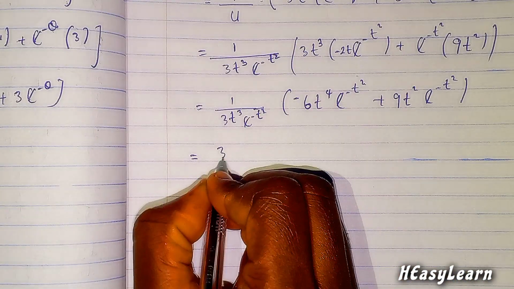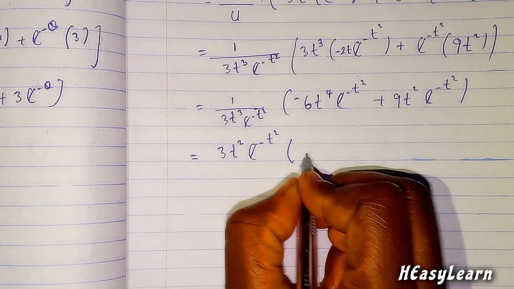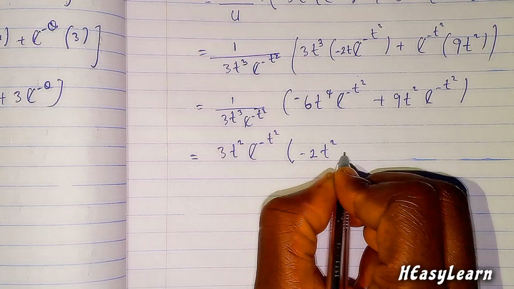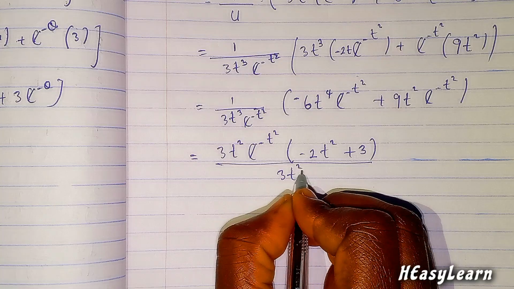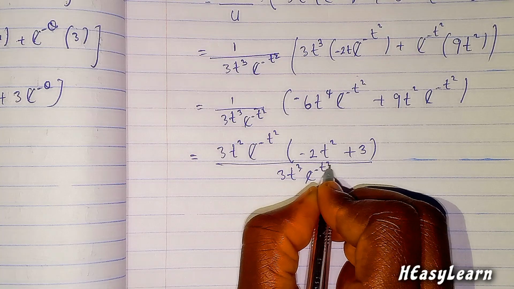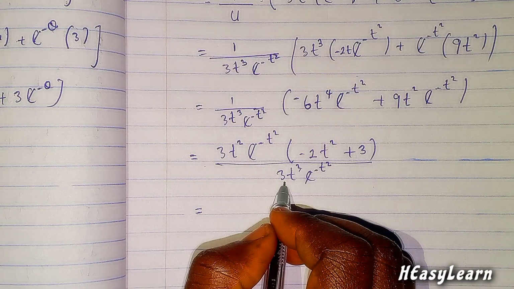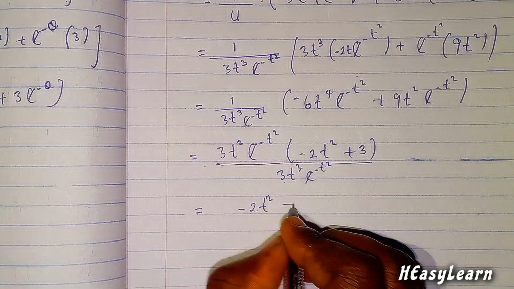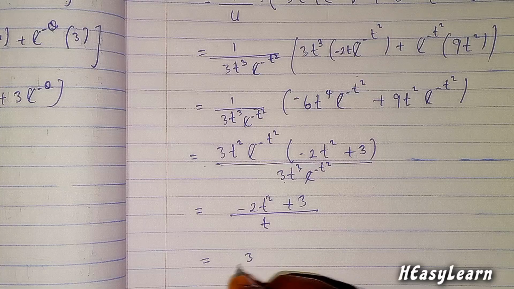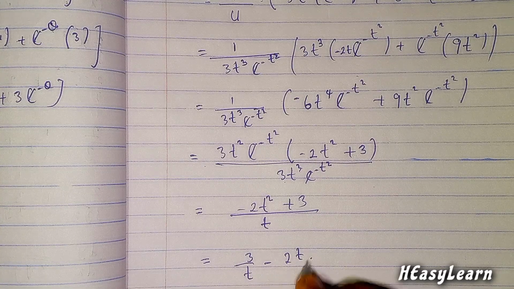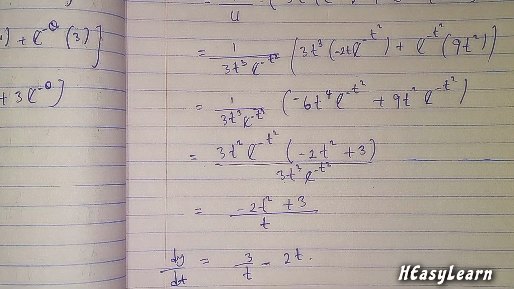In this case, 3t squared exponential minus t squared is common: minus 2t squared plus 3 divided by 3t cubed exponential minus t squared. This is the same thing as, here we reduce the denominator, minus 2t squared plus 3 divided by t. This is the same thing as 3 over t minus 2t. So the derivative of this function is 3 over t minus 2t.